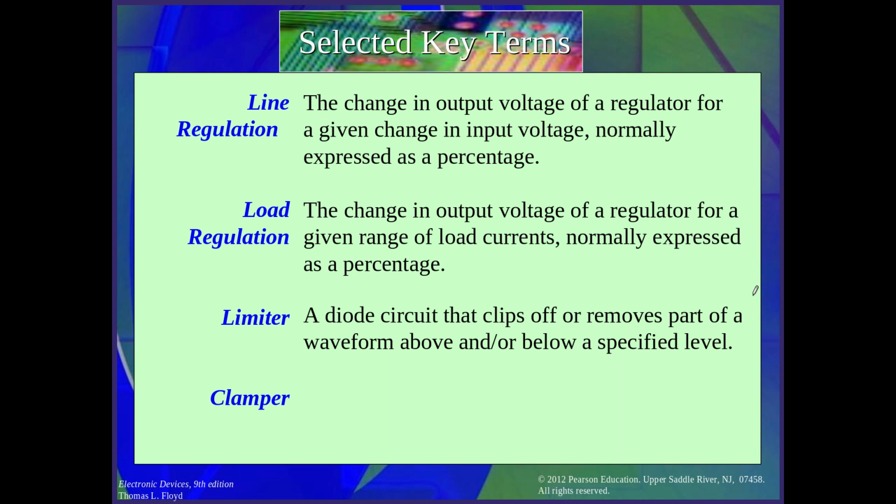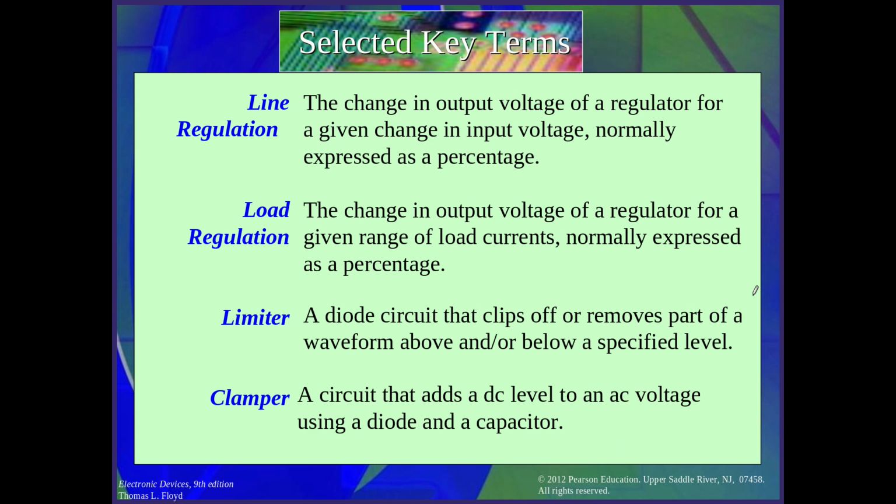The limiter circuit is a circuit that clips off or removes part of the wave according to a specified level. The clamper is a circuit that adds a DC level to the AC, either up to the positive voltage or down to the negative voltage. It depends on how you connect the diode and the capacitor.